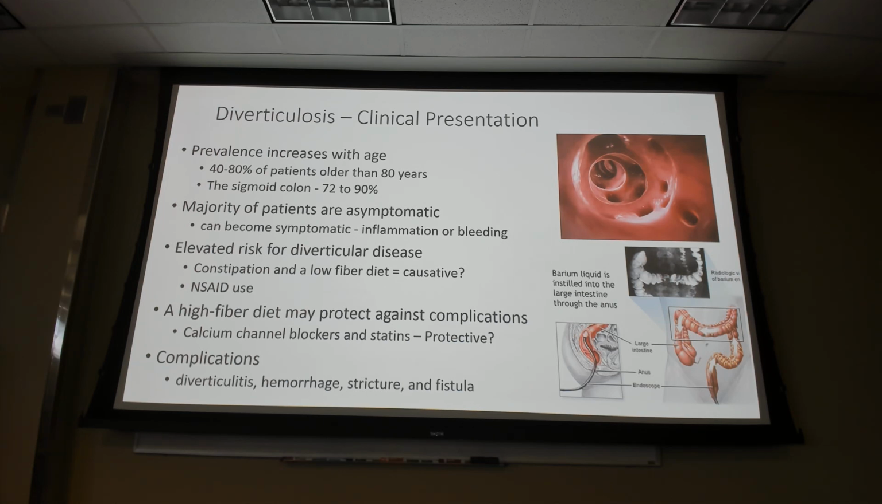And then obviously it becomes an elevated risk once they start to get disease, or a lot of times we say constipation and low fiber diet is a risk factor. Actually, the studies don't bear that out, but we assume there is a role, and at least a high fiber diet can maybe protect them against complications from it, but it's not panning out like we thought it was originally. NSAIDs play a role as well, especially for bleeding. And then obviously our complications with diverticulosis are what we're concerned about, so diverticulitis, hemorrhage, and it can cause a stricture and fistula as well.